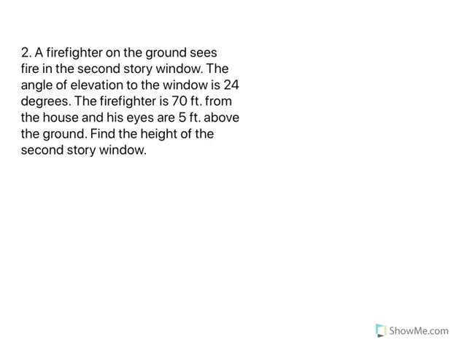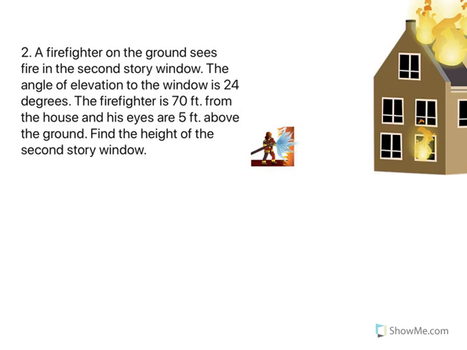All right, let's try a second one. Number 2, a firefighter on the ground sees fire in the second-story window. The angle of elevation to the window is 24 degrees. The firefighter is 70 feet from the house and his eyes are 5 feet above the ground. Find the height of the second-story window. So maybe someone's stuck in the second story and they are going to bring a ladder. So we need to see how tall the ladder needs to be to reach the height of the second story window. So let's go ahead and draw a picture of this scenario.